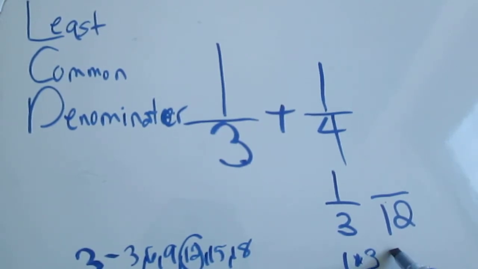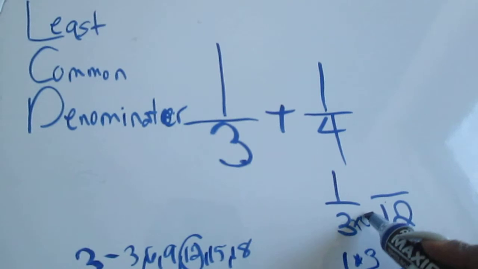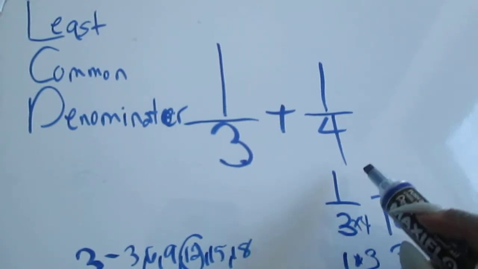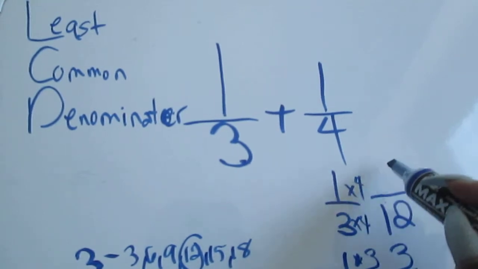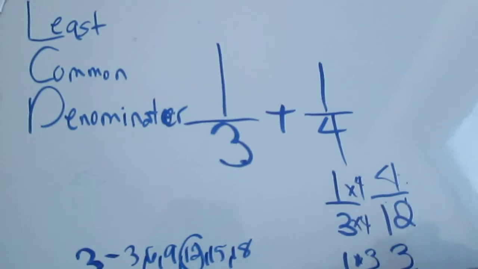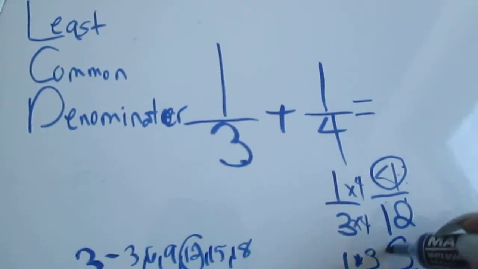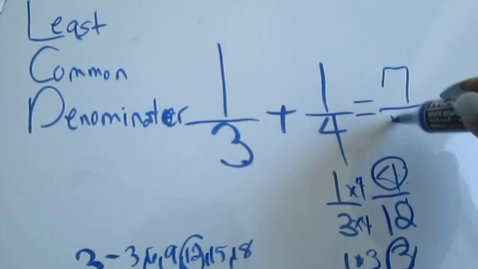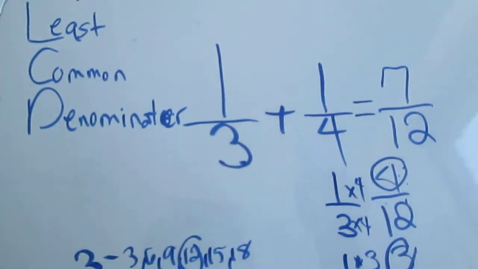1 times 3 is 3. Outstanding. So 3/12 is the same as 1/4. All right, so we do the opposite up here. What times 3 equals 12 is 4. So whatever I do to the bottom, I must also do to the top. 4 times 1 is 4. So now I can add 4/12 and 3/12. If I add 4/12 and 3/12, I get 7/12. So my answer for this problem is 7/12.